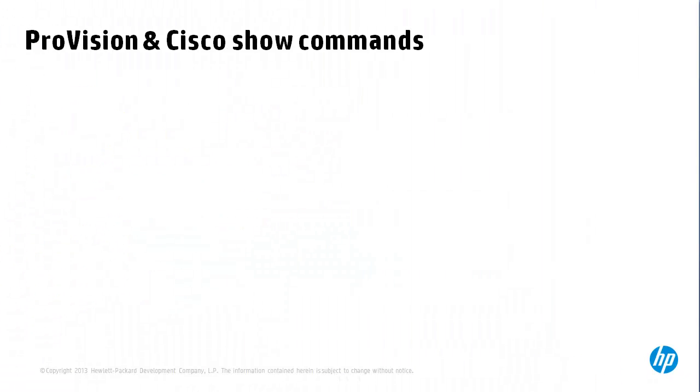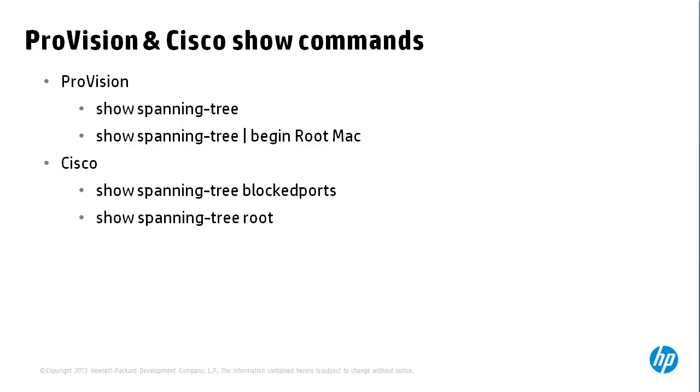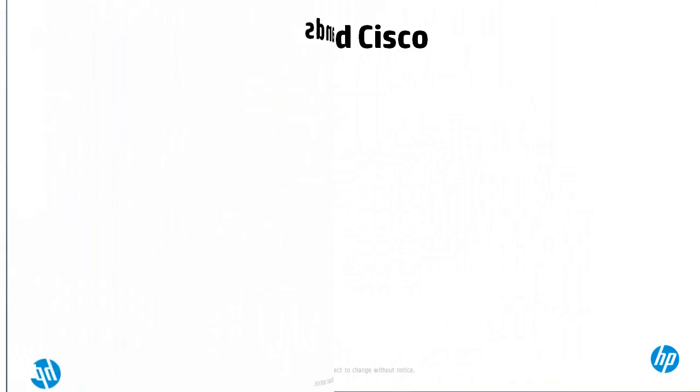Here are some show commands that can be useful for checking spanning tree on ProVision and Cisco switches. On ProVision, commands such as show spanning-tree or show spanning-tree | begin root MAC. On Cisco, show spanning-tree blockedports or show spanning-tree root or show spanning-tree active. Very useful commands for checking spanning tree.